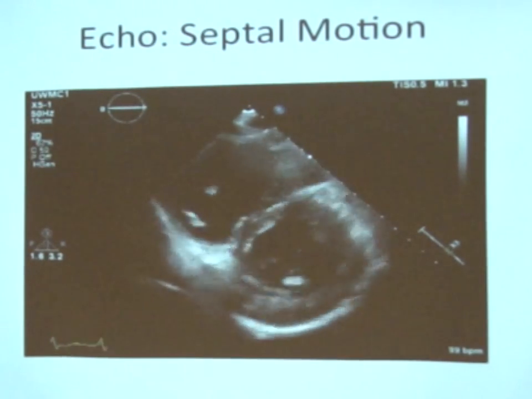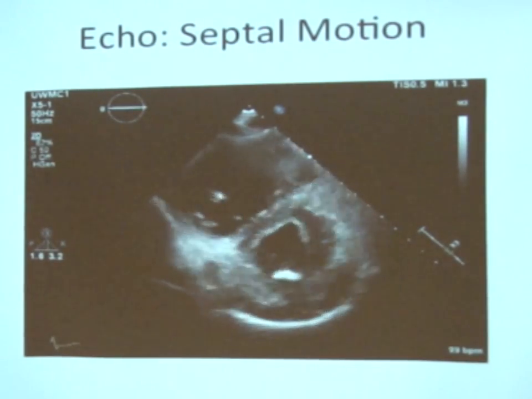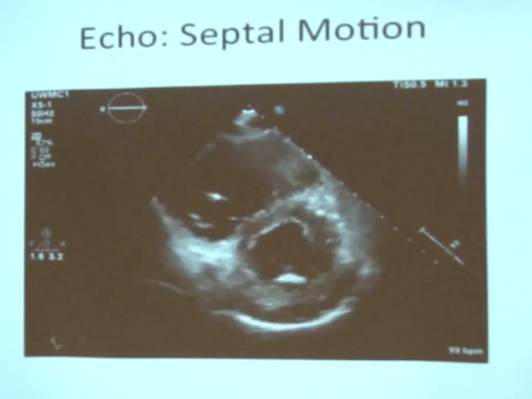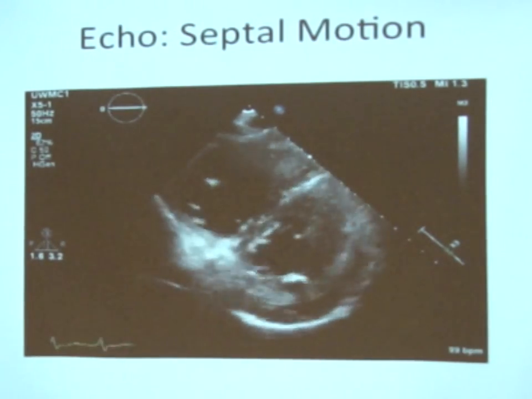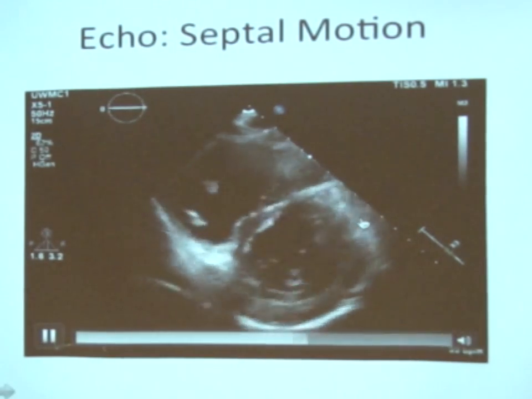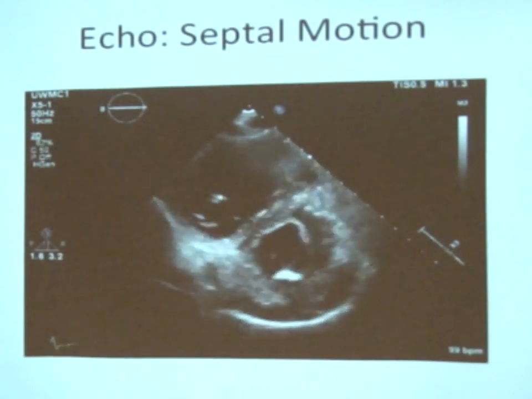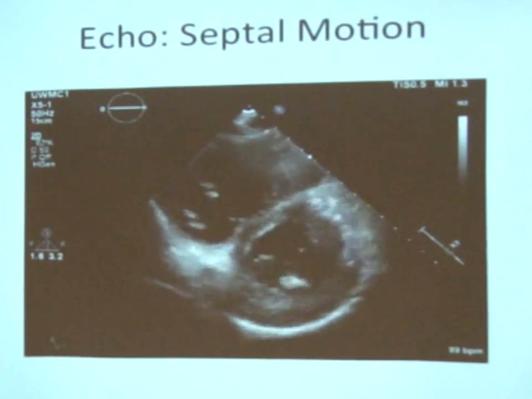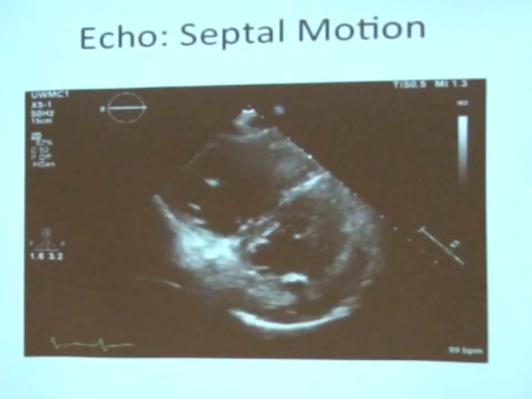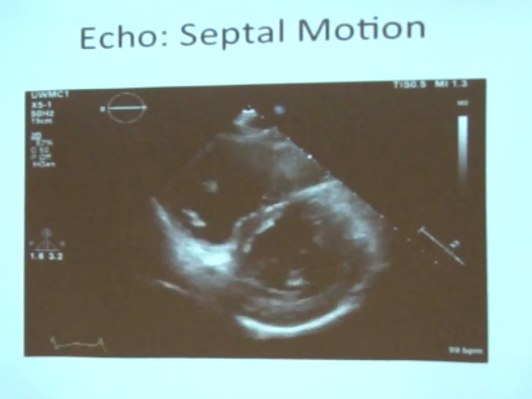But this suggests that there's pressure and volume overload that is leading to a shift of the septum towards the LV. So it can be a sign of volume and pressure overload. If you just had it in diastole, it's more suggestive of volume overload. So the pressure includes systole.